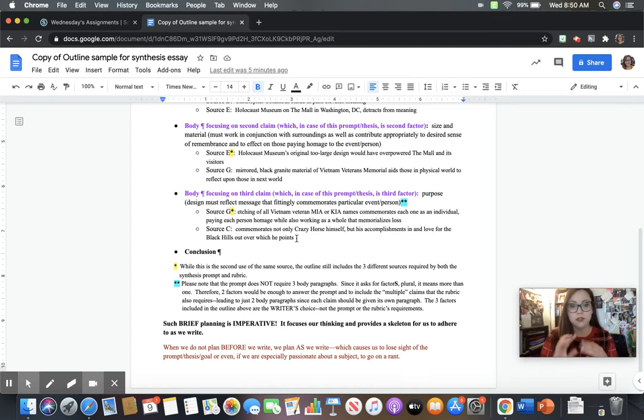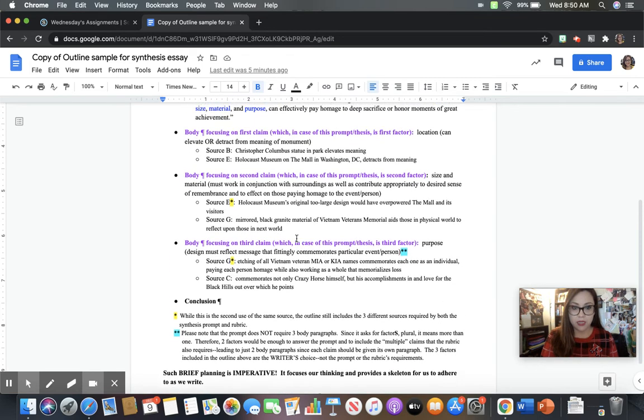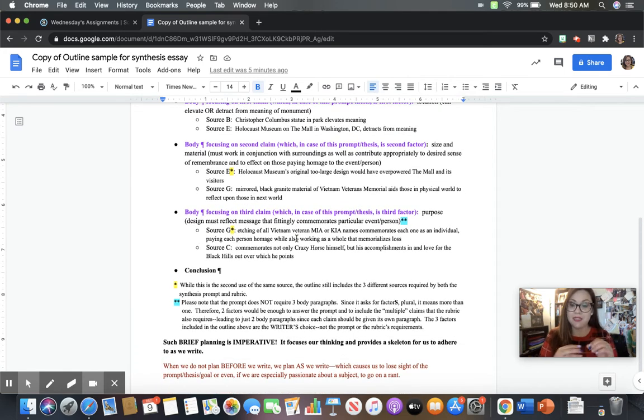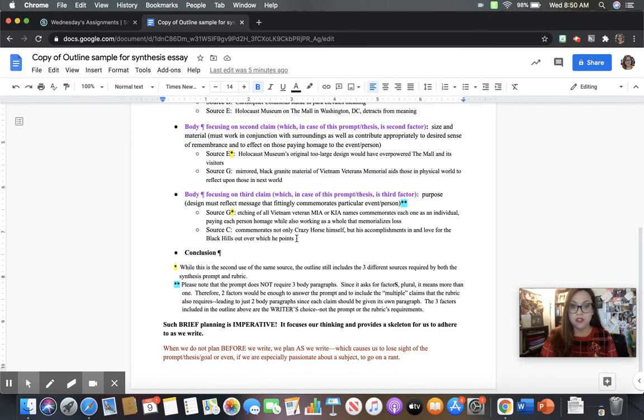And so just some notes, okay? I did use source E and G more than once, okay? But it was the second use of that same source. So I would still have the 3 different sources required by both the prompt and rubric. And then ultimately, just understand that this was a student assessment, but that student felt that 3 claims was appropriate in the way that they organized the argument. But I still could use 2 factors because the word multiple implies plural, which is more than one.